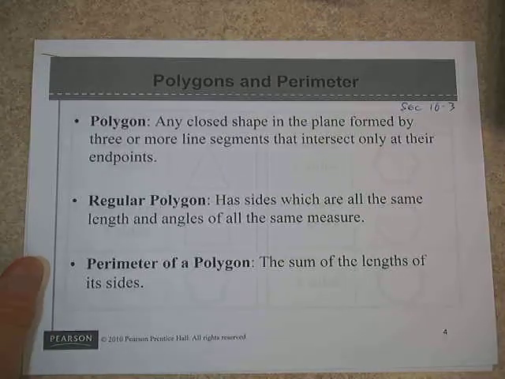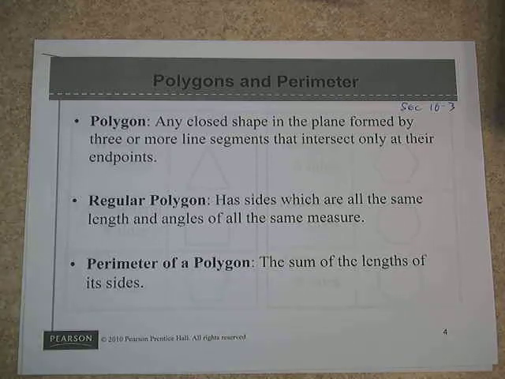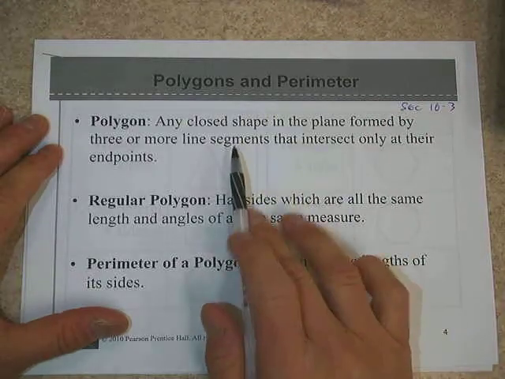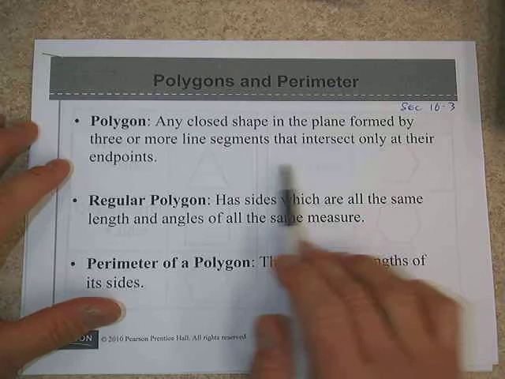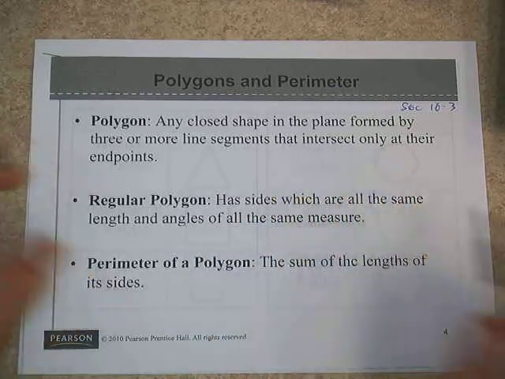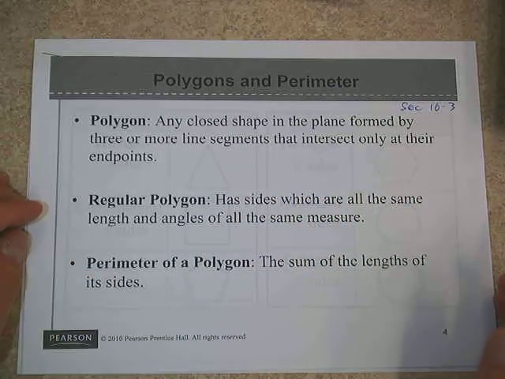Okay, for section 10.3 we're going to be talking about polygons and perimeter. Last time we talked about the triangle being a closed shape. A polygon, the definition is any closed shape in the plane formed of 3 or more line segments that intersect only at their endpoints. We'll see some examples here in just a minute.